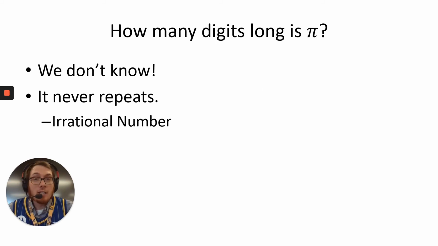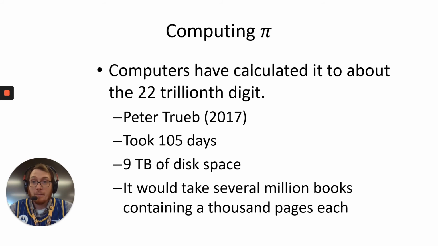How many digits long is pi? We don't know. It goes on forever, it never repeats, and it doesn't end. That's an example of an irrational number. Pi is the most famous irrational number in the world, and people have worked a very long time to try to figure out if it was rational, which meant it either ends, terminates, or the decimal would repeat itself. But up until this current time, it still has not been found that it does either of those.